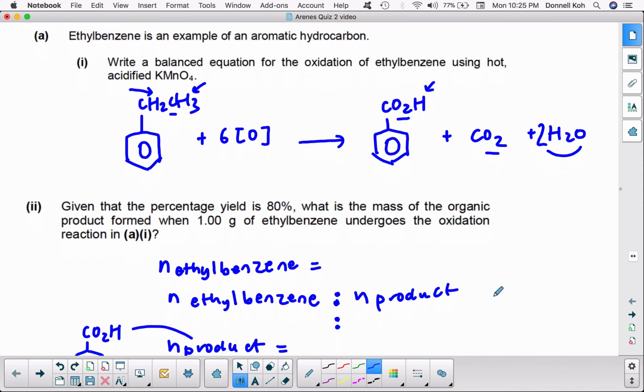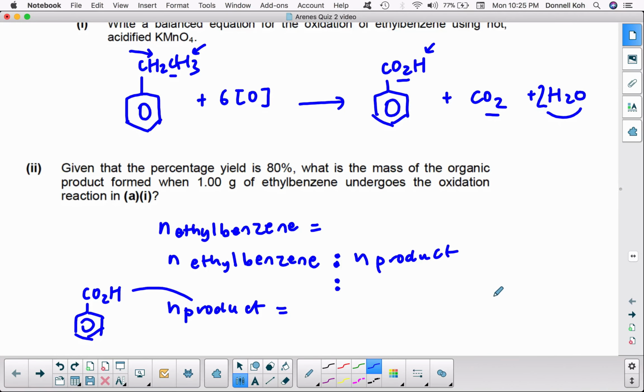Okay, let's look at the next question. Given that the percentage yield is 80%, what's the mass of the organic product formed when 1 gram of ethyl benzene undergoes the oxidation reaction? So let's first calculate the number of moles of ethyl benzene. 1 divided by the relative molecular mass of ethyl benzene, which is 106. This will give you a value of 0.00943 moles.